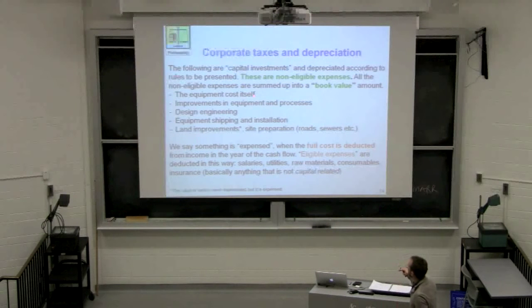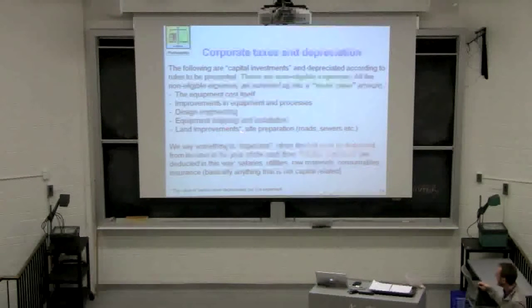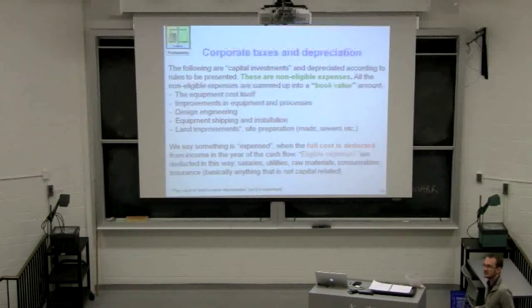So the equipment is an ineligible expense. You cannot put the equipment in that column. You cannot put improvements to the equipment, design, engineering, shipping that equipment, installing the equipment, because shipping the equipment to your site and installing it, it has a lasting value. That value of that shipping and installation occurs over many periods of time. If you have to make changes to your building and land to get that equipment installed, that's also ineligible.